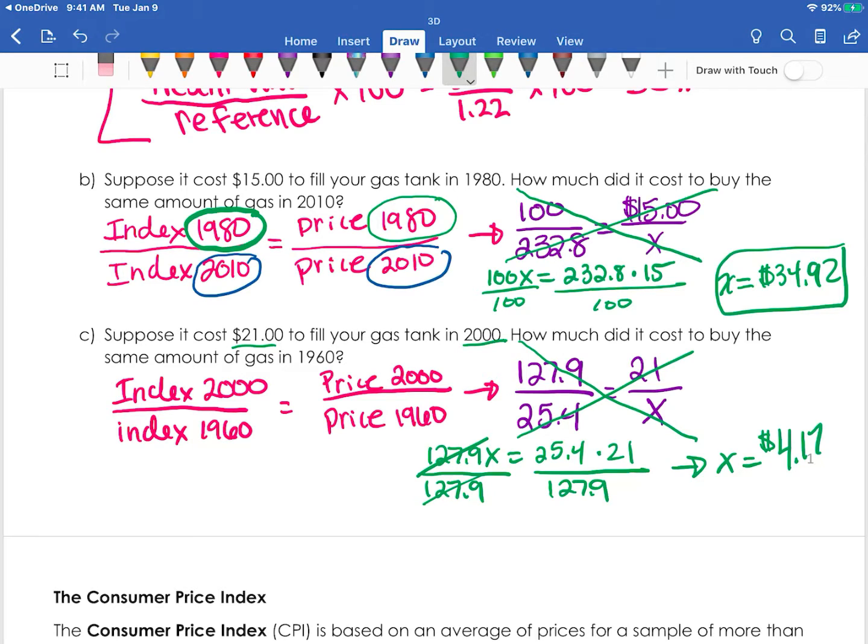We know it should have been lower because our prices are going up over time. So our price should be lower in 1960 versus 2000. So it definitely makes sense. So if I bought gas in year 2000 and it cost me $21, if I bought that same amount of gas in 1960, it would cost me $4.17.